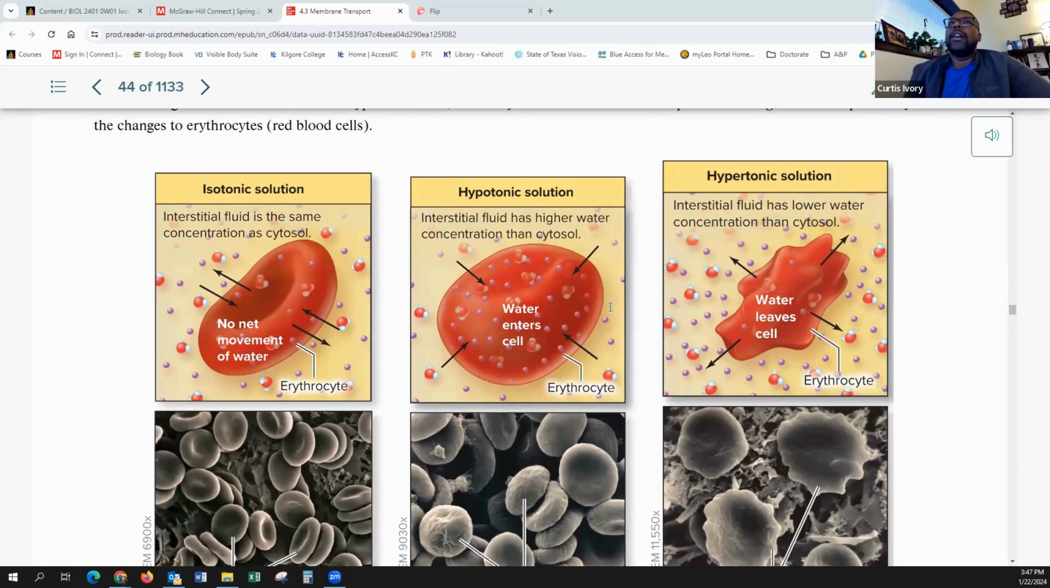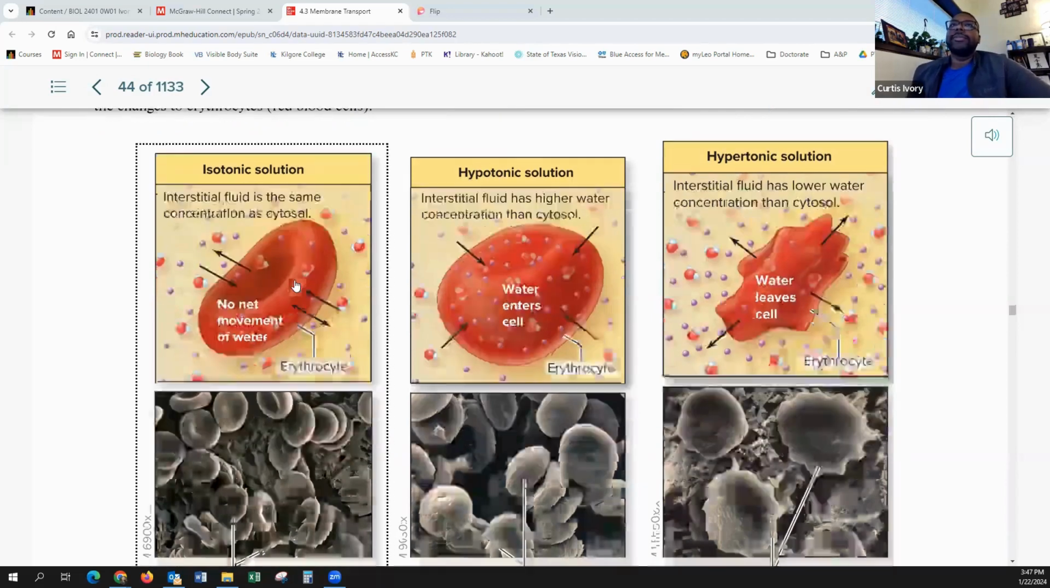So when it comes to water concentration and solute concentration, water will always either chase salt or the solute. So let's say you can use salt or sugar in this case. So water is going to go where there's a higher concentration of salt. So let's take a look at these pictures here.